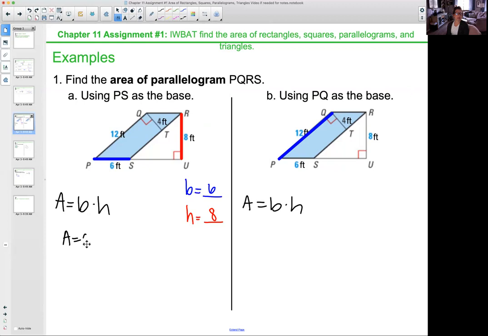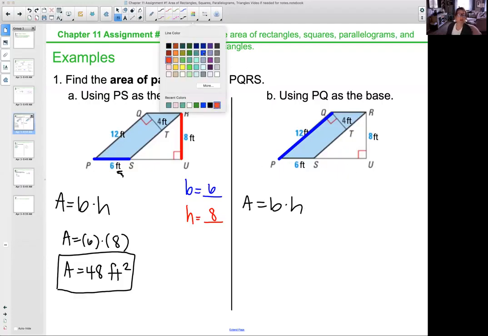Base is 6 times height is 8, and we get 48. Now, when you're doing area, you need to take a look at the unit. Area is the amount of space that the shape covers, so this is going to be square units. So it's going to be 48 feet squared. Make sure you write that. All right, so that's the area of the parallelogram. We know we're going to get the same answer over here if we do it correctly, so we'll make sure of that.